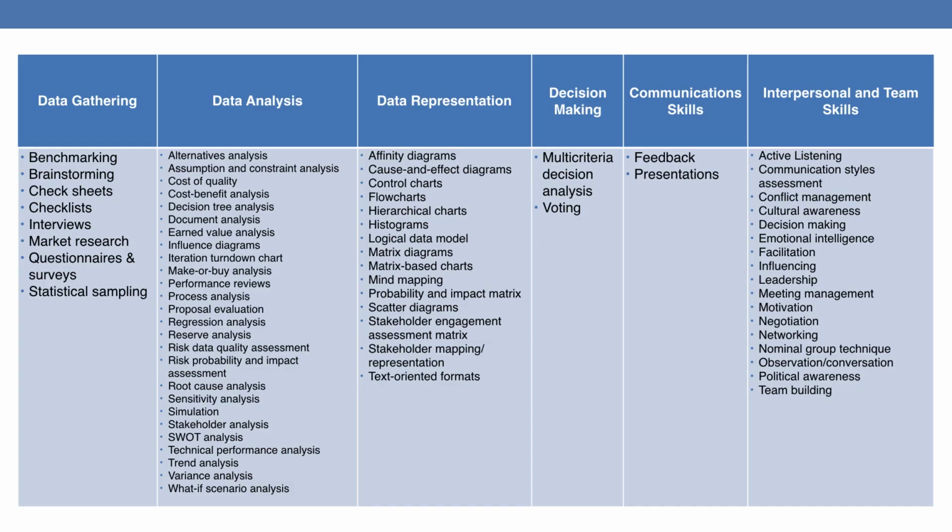So, in other words, what you can see from the interpersonal and team skills list is that these are the soft skills you need as a project manager in order to successfully manage your project. So, here again are the groupings of the common tools and techniques that you will see from the PMBOK 6th edition guide. The 6 major groupings you'll see are data gathering, data analysis, data representation, decision making, communication skills, and interpersonal and team skills. Be aware that you'll get a few questions on your PMP exam that will be based on this chart here, so it's a great idea to be really familiar with this.